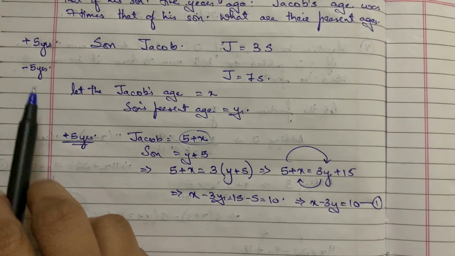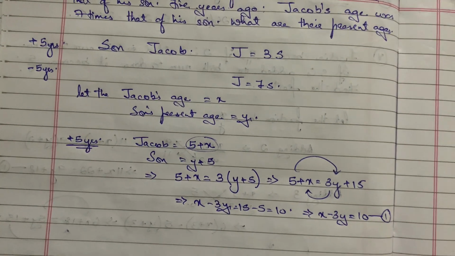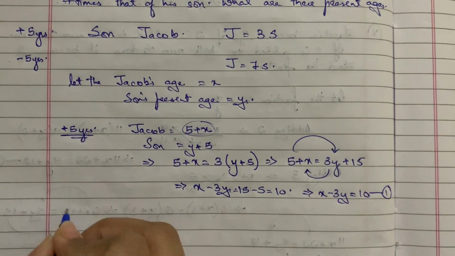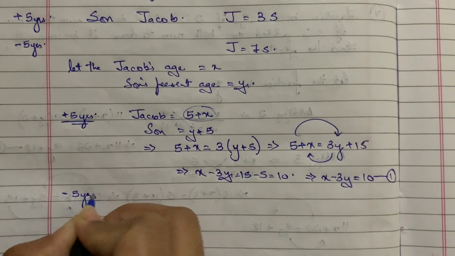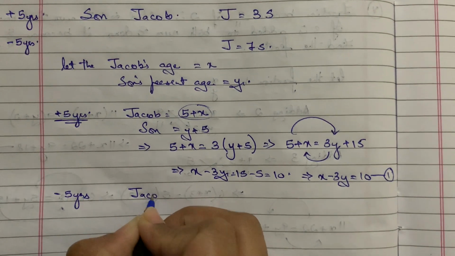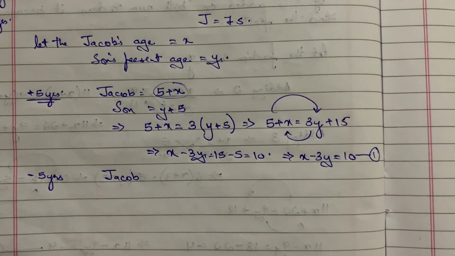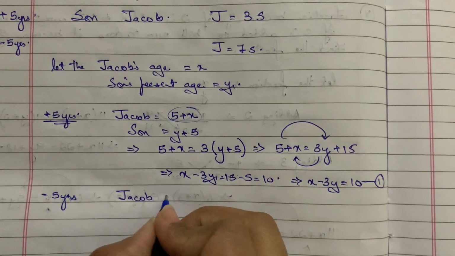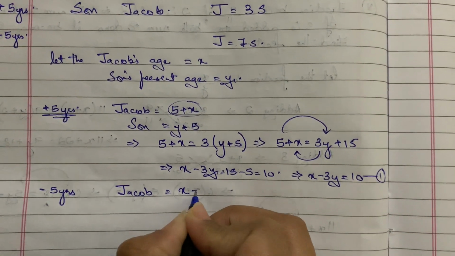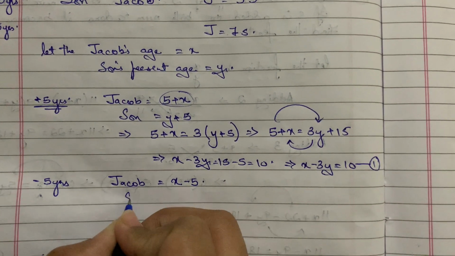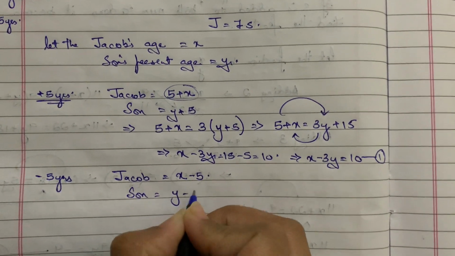Let's rewrite the second equation, which is 5 years ago. So 5 years ago means minus 5 years. If I am 34 now, 5 years ago I was 34 minus 5, which is 29. So X is the present age, and from that I'm subtracting the 5. And for the son, it is going to be Y minus 5.